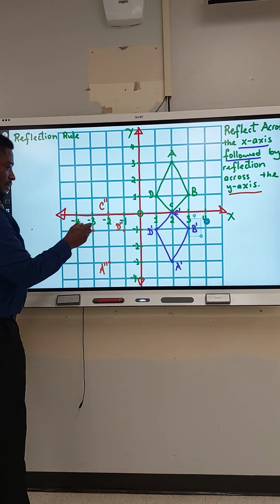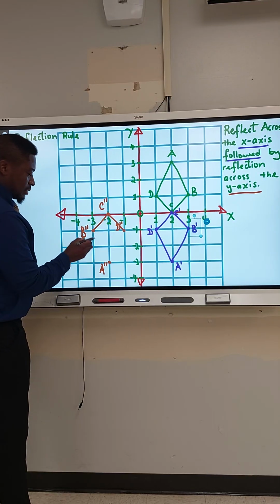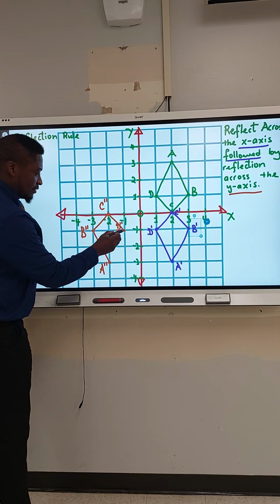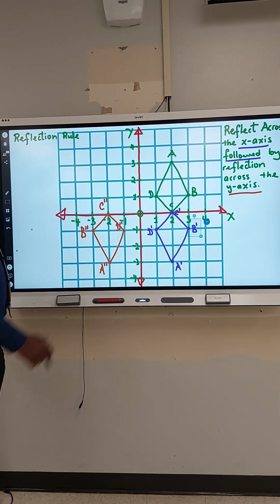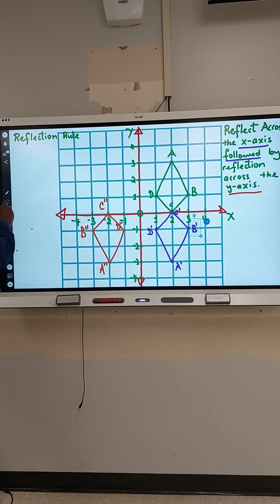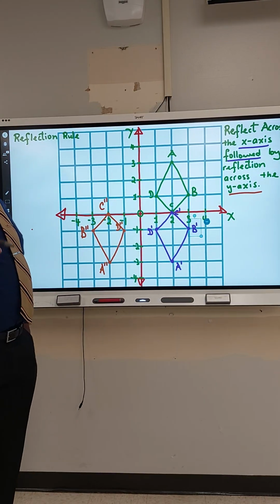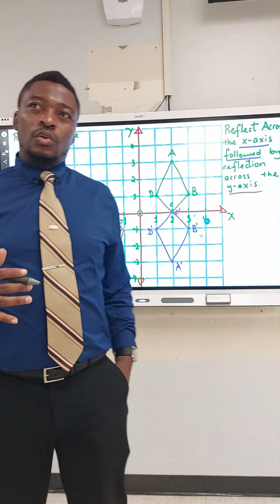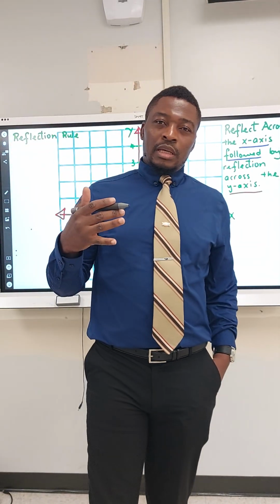And that will be the reflection of this image across the y-axis. And the last thing we want to do to complete this is to write the reflection rule. To write the reflection rule, we want to look at what has actually happened to the object point to become the image point.